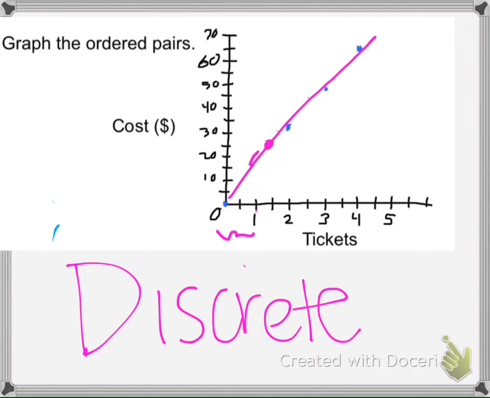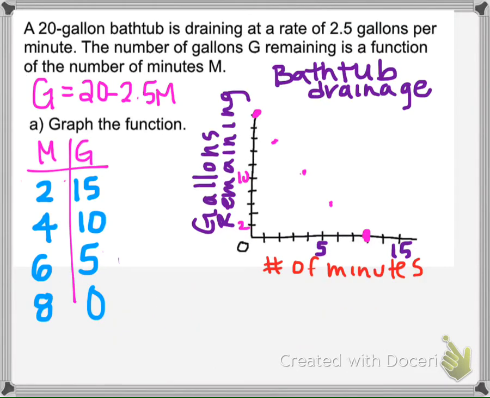We just want to include the counting numbers because you can only buy 1 ticket or 2 tickets or 3 tickets. You can't buy 3.4 tickets. Let's take a look at this example here.